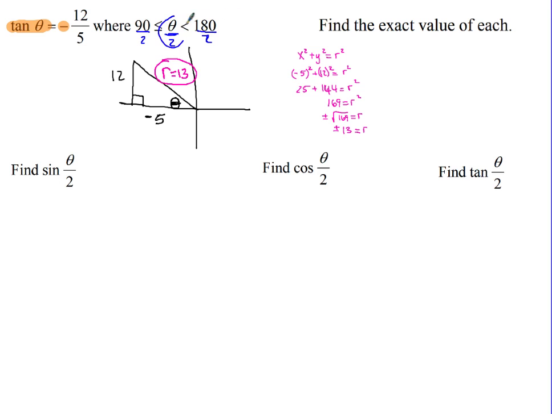So the angle that I'm trying to find, this theta over 2, I'm going to write this over here: 90 divided by 2 is 45, is less than theta over 2, is less than 180 divided by 2, that's 90. So the angle that I'm trying to find is between 45 and 90. So that's somewhere in this quadrant right here. Somewhere in there would be the angle. And of course, we know that that's going to be quadrant 1. And everything in quadrant 1 is positive. So whether I'm finding sine, cosine, or tangent in quadrant 1, we know that that's going to be positive.